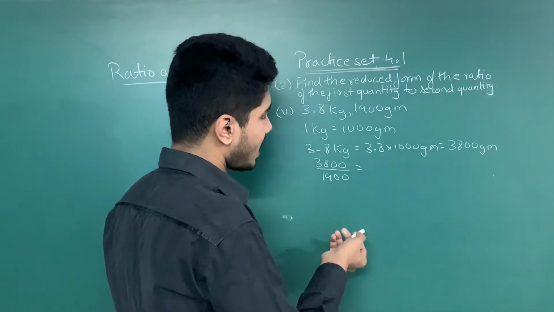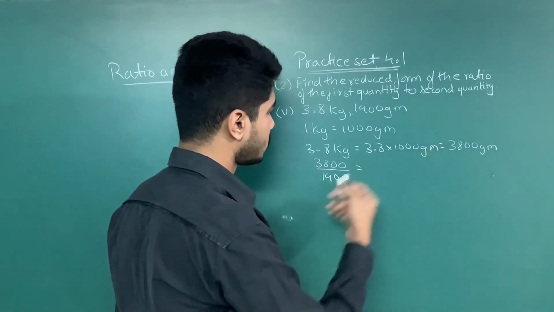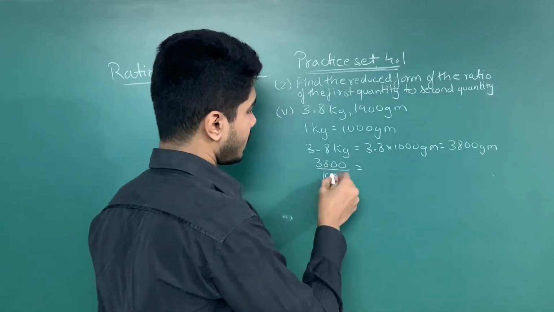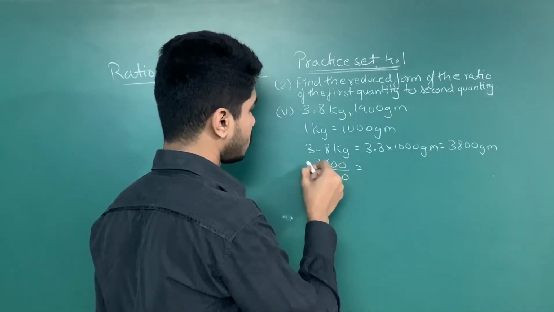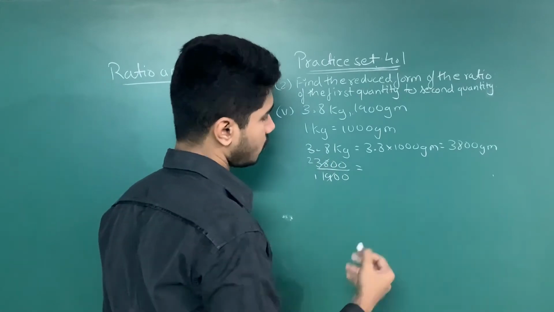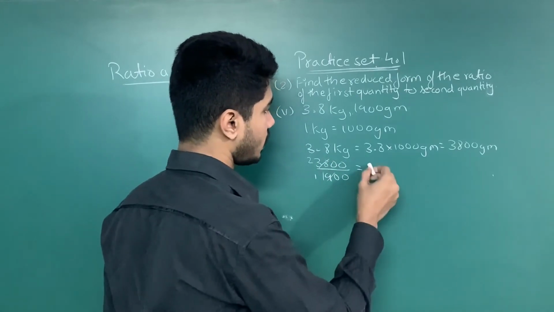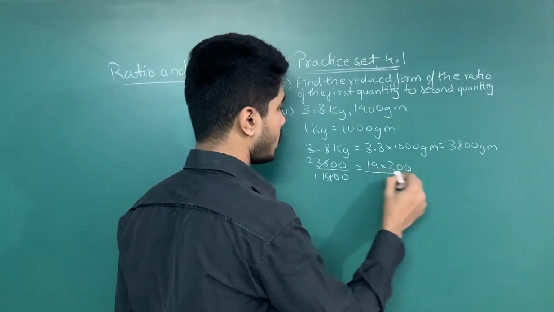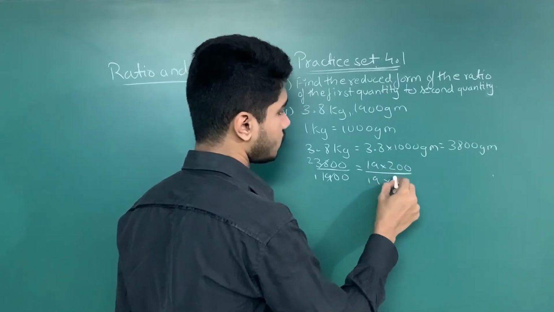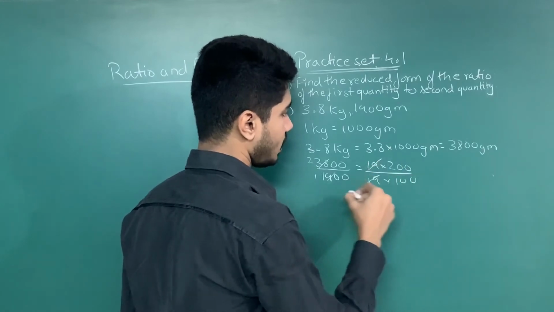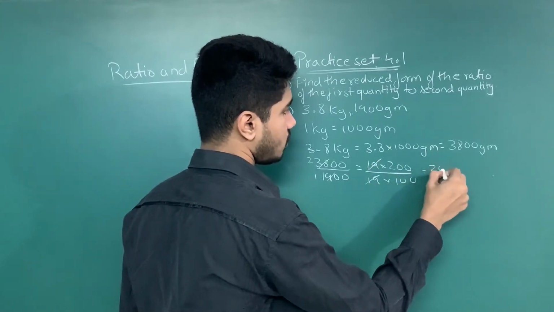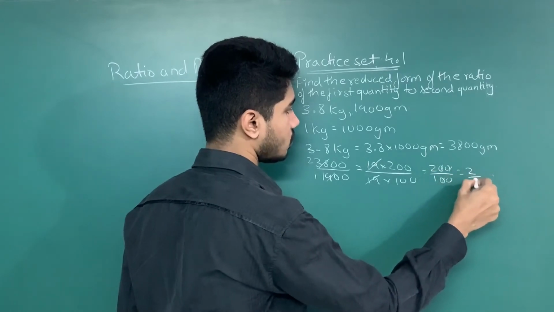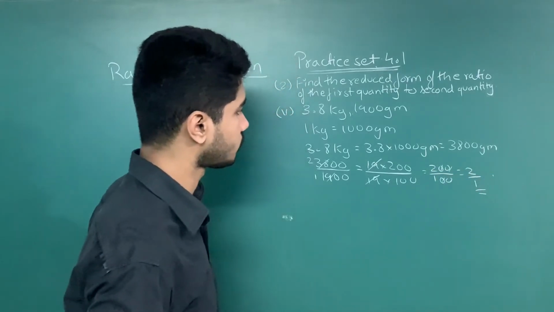So you can do it either way. You can cancel it out and write it directly as 2s and 1s. Or if you have to write in a reduced form, you can write it as 19 into 200 and 19 into 100. 19 and 19 get cancelled. You are left with 200 upon 100. So your 0s get cancelled. You are left with 2 upon 1.